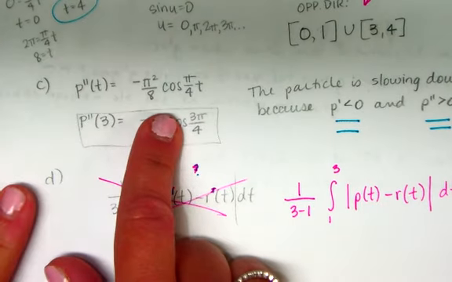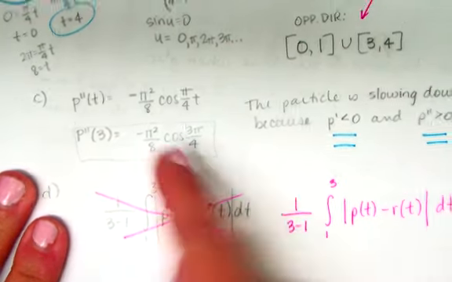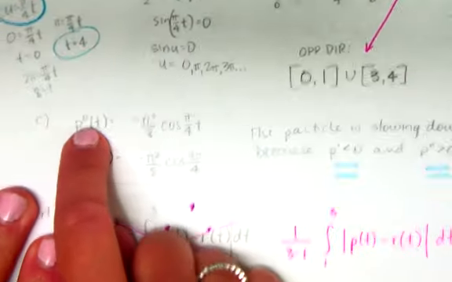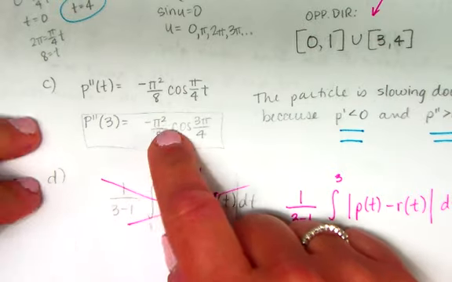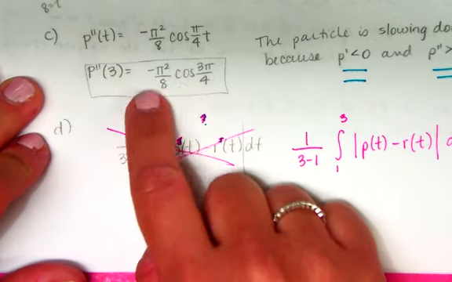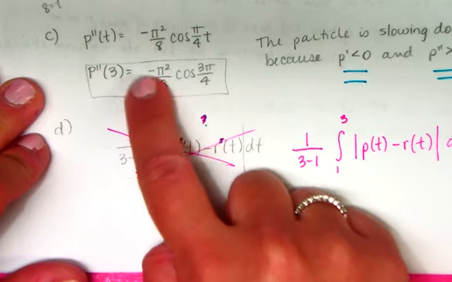It just asks to find the acceleration at time 3. So you do have to take the derivative, right, of p prime to get p double prime. So it is involving the chain rule again to get this guy here. So negative pi squared over 8 cosine of 3 pi fourths. When you plug in 3, turns out that whole thing is negative.